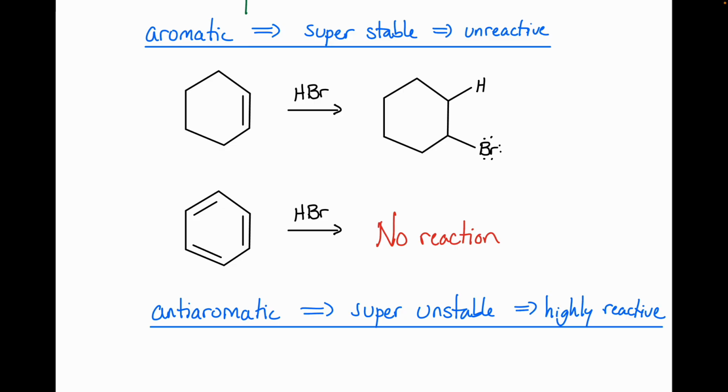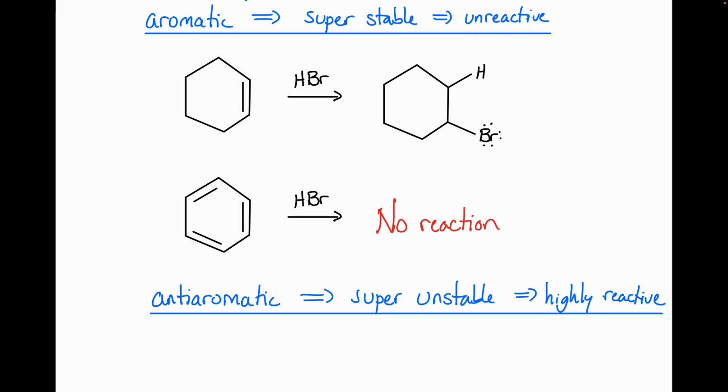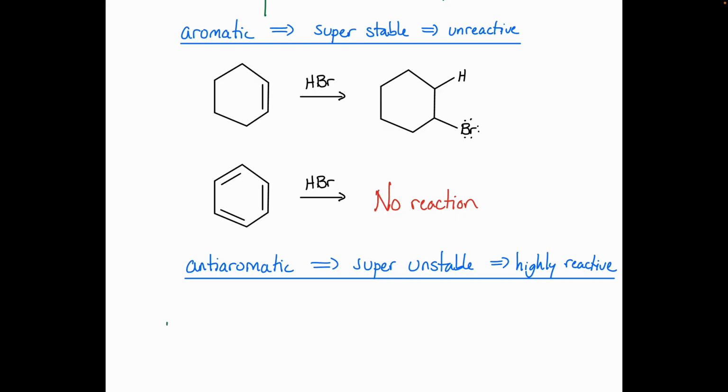All right, so you just kind of trusted me that aromatic was super stable and anti-aromatic was super unstable. But why? For that, we're going to need to turn to what's called molecular orbital theory. This is how we're going to explain why aromatic is good and stable and anti-aromatic is bad and unstable. I'm going to be dead honest with you.